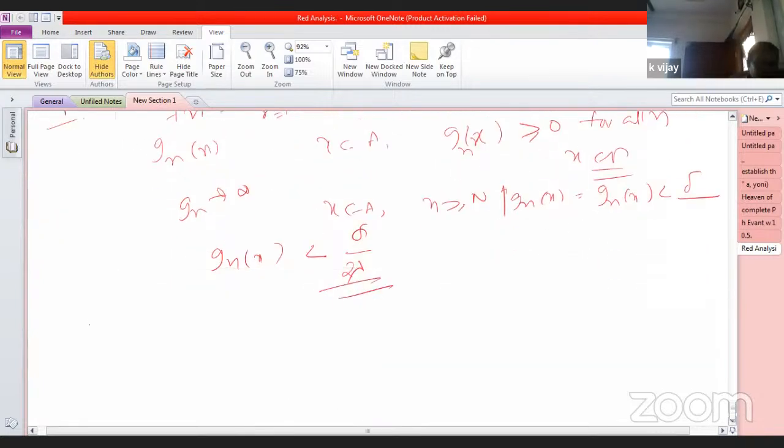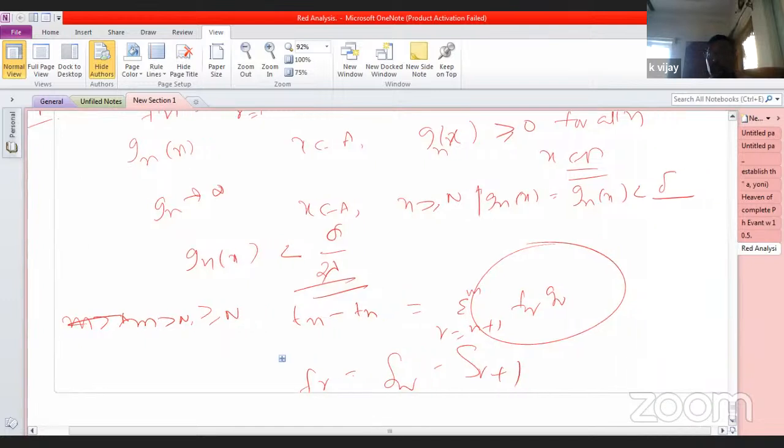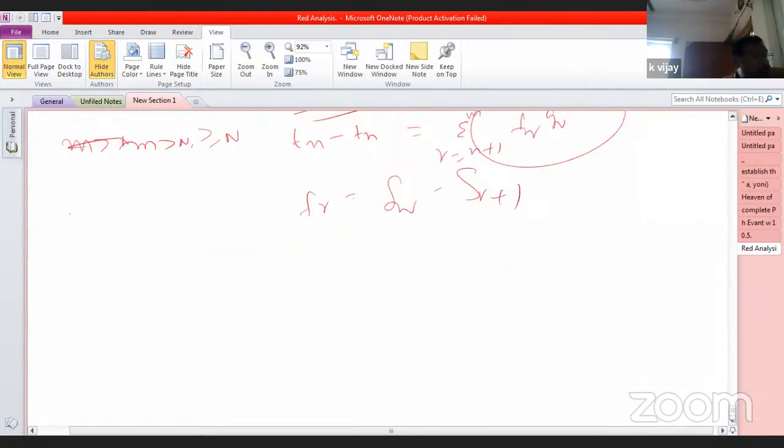So for m greater than n, small m greater than small n, and greater than or equal to capital N, that is T m minus T n, that is the summation of r equal to n plus 1 to m of f r g r. So f r is equal to, these conditions I am writing here, S r minus S r minus 1. So from m greater than n greater than capital N, x belongs to A.